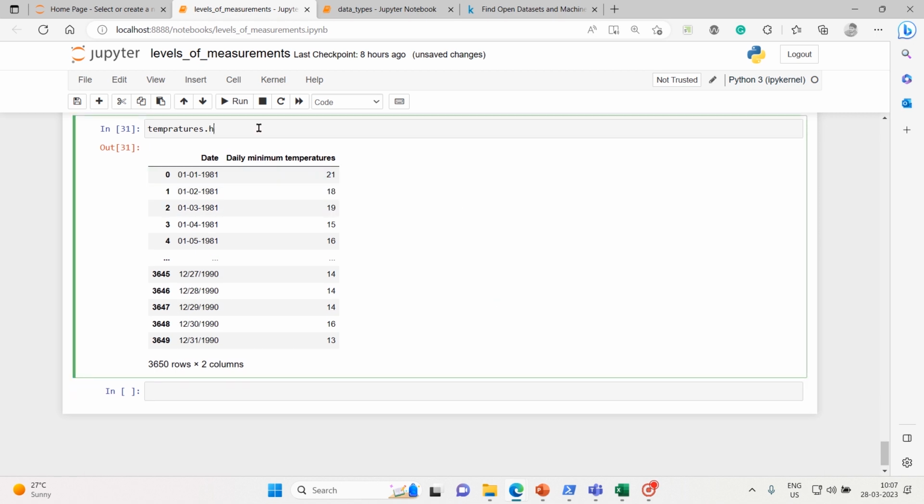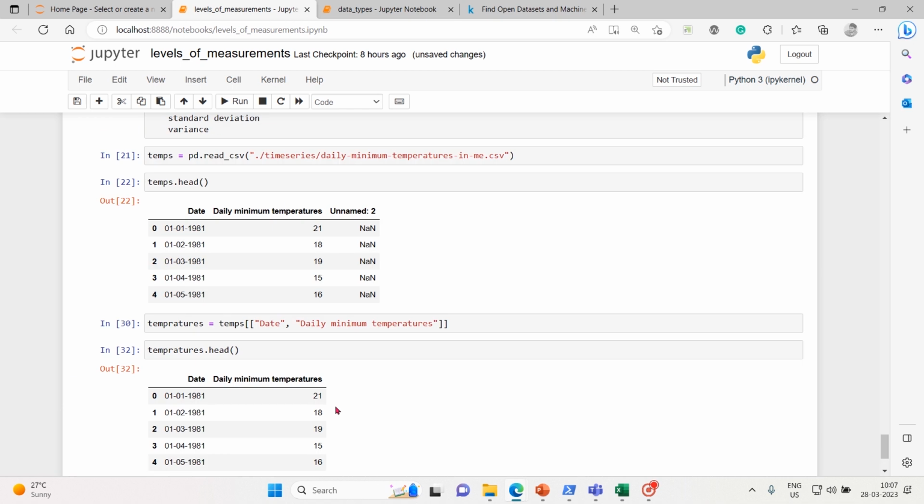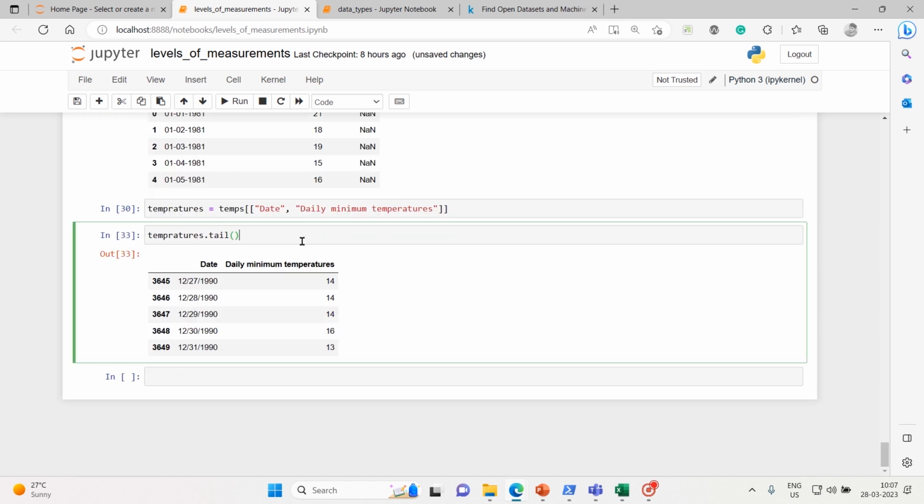So temperatures dot head, and 20, 21, 18, 19, 15, 16. So for each 1 degree Celsius there is a clear cut differentiation. And these are the last values. And when you say 0, 0 doesn't mean there is no value. 0 also has a particular value. So these are basically called interval data. So now we have seen the data.